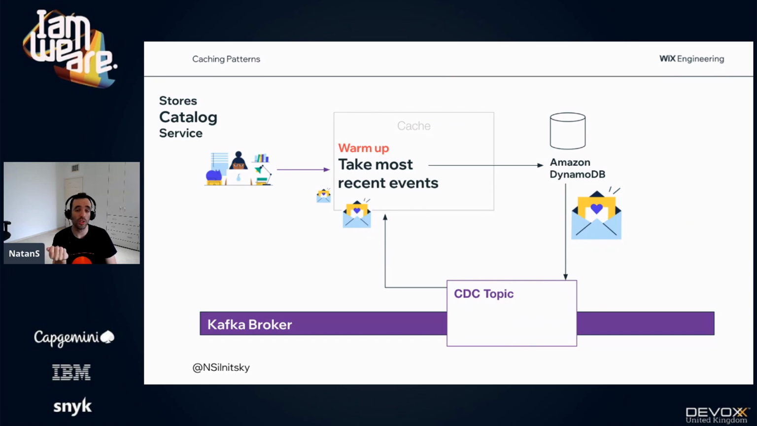Now, there's also the question of what happens when a service restarts or has a new version being deployed. Well, potentially it will start off with a completely empty in-memory cache. And that will mean cache misses. So we'll have a cold cache and much worse latency because we need to go to the database.